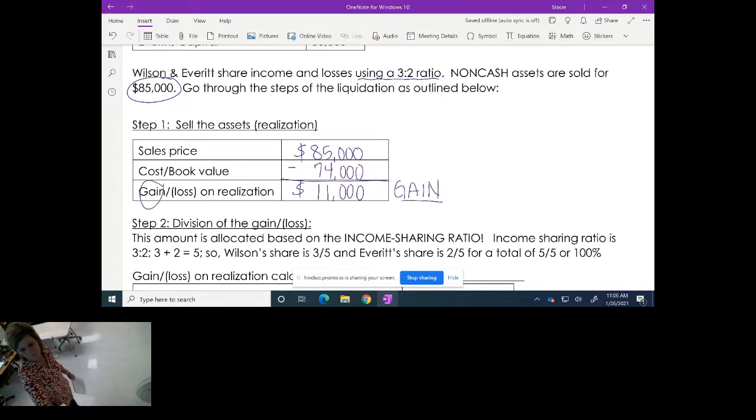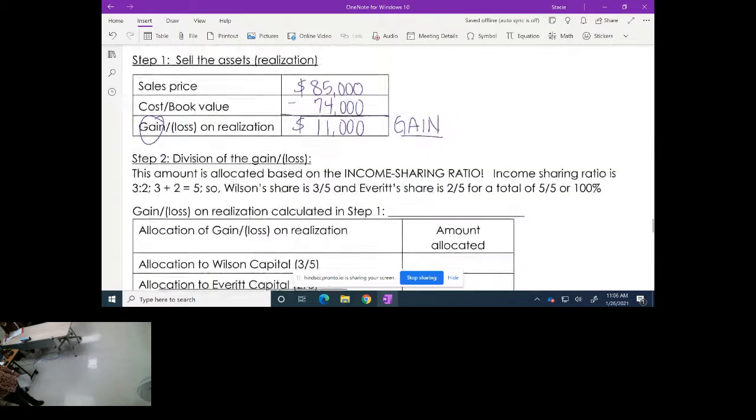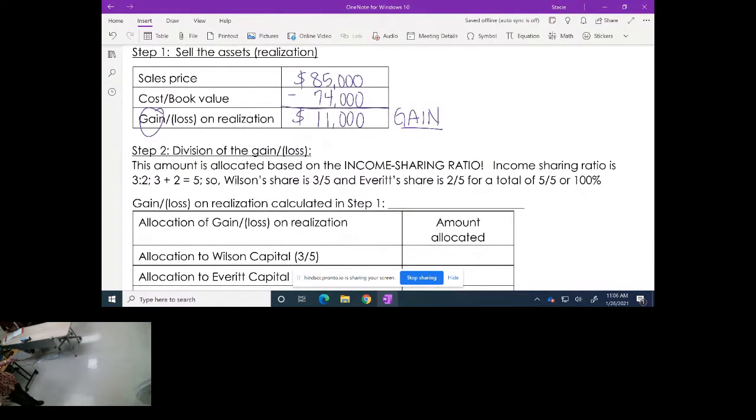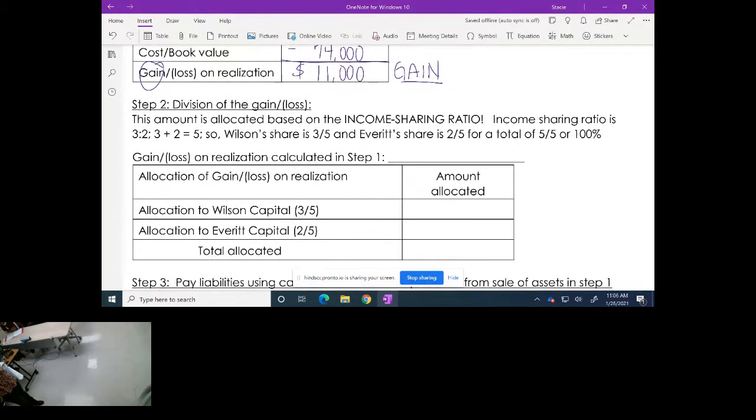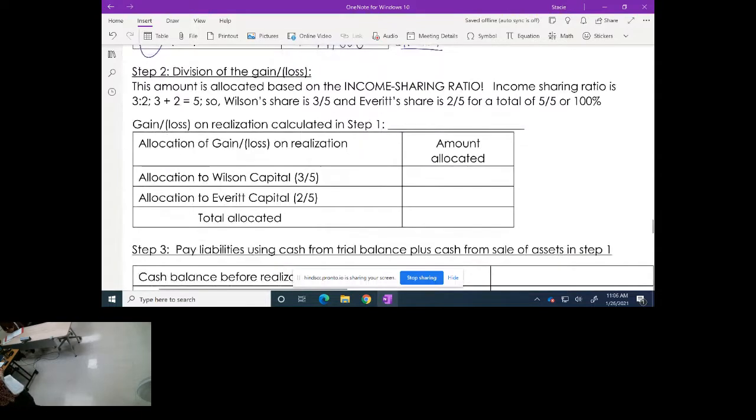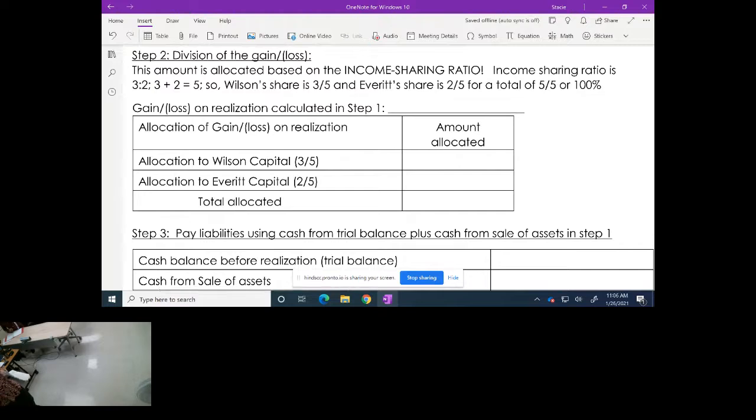Or you can circle gain, whatever. Okay, that's good. We have a gain. Now, remember I told you gain is a form of income. So we need to allocate that to the two partners based on their income sharing ratio. Since it's income, we're going to use the income sharing ratio. It's 3 to 2. 3 plus 2 is 5. So Wilson's share is 3/5. Everett's is 2/5. So I kind of went through the whole explanation.